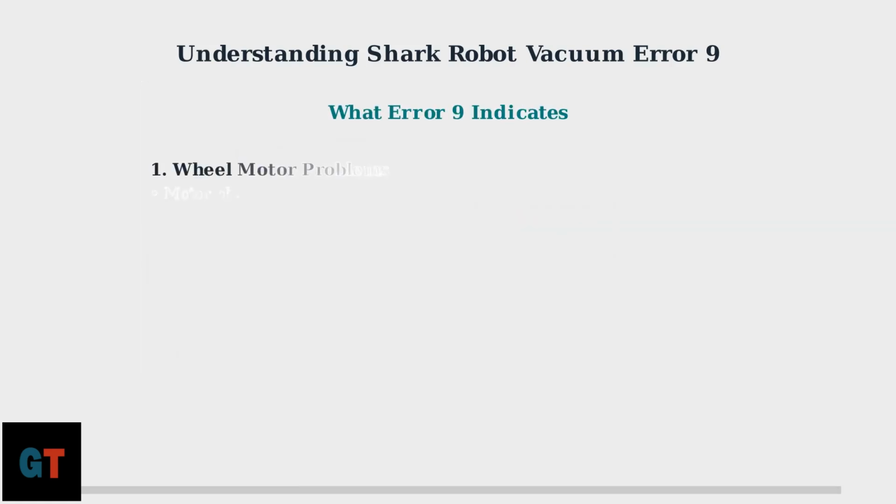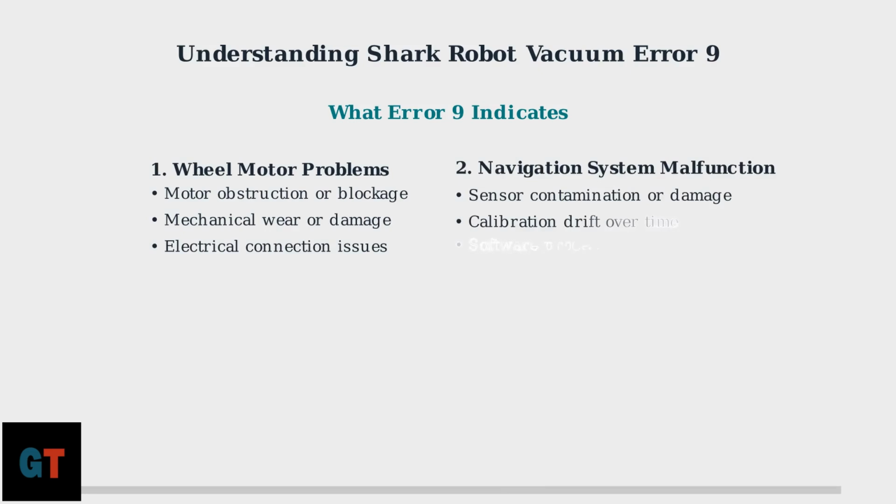Error 9 falls into two primary categories. First, wheel motor problems, which include physical obstructions, mechanical wear, or electrical issues. Second, navigation system malfunctions involving sensor problems or software errors.